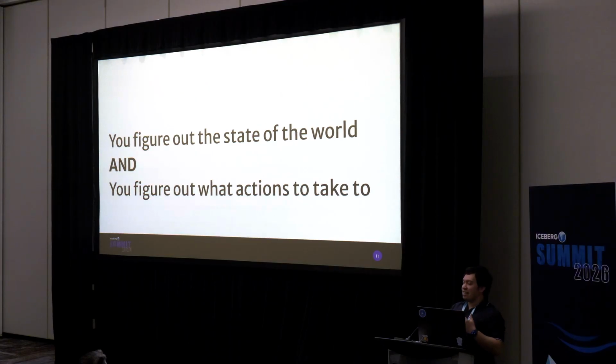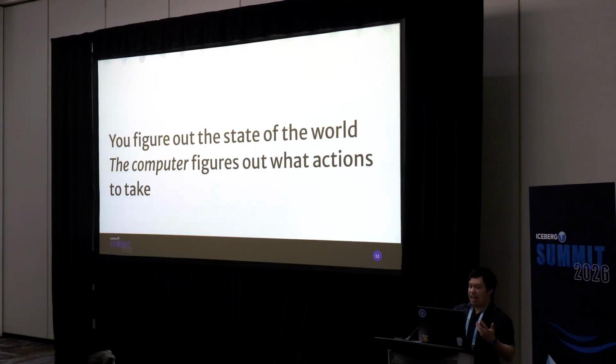So what ends up happening is we are responsible not only for figuring out the desired state of the world, exactly what we want our data infrastructure to look like. We're also responsible for figuring out exactly what actions we want to take in order to get there. Computers are really good at doing actions for us. And so really, we still want to figure out the state of the world. We want to be in control of what our data infrastructure looks like, but we want the computer to figure out exactly what actions need to be taken in order to get there.